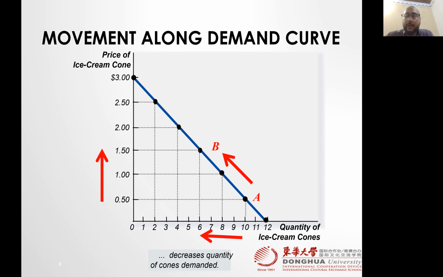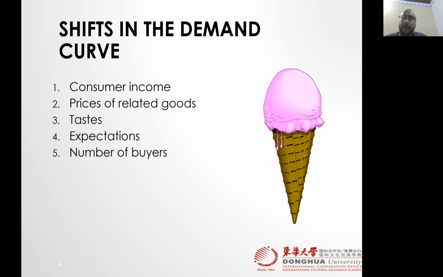And then we talked about what is movement. What do we mean by movement? We don't have to make a new curve. We are just adjusting ourselves on the same curve. So you see that if price increases from 0.5 to 1.5, the quantity demanded decreases from 10 to 6. So we only move from A to B. In that case, we don't have to make a new demand curve. That's why we stay on the same demand curve. So we call this movement.